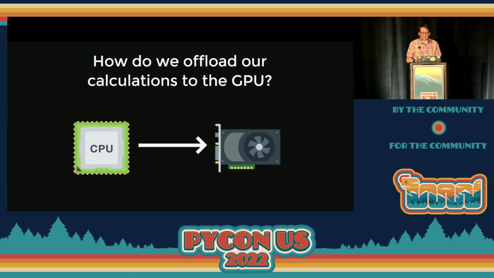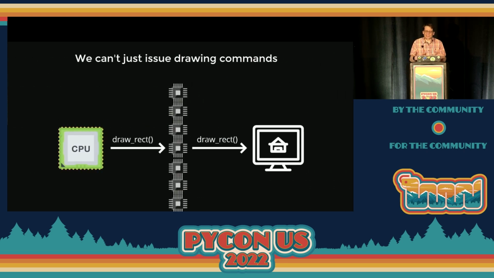So how do you take calculations that you might have done with your CPU and offload those to your graphics card, the GPU? Unfortunately, one of the things we can't do is the old school, CPU way of doing things, where it was straightforward: if you wanted a rectangle or an image, you'd just say, draw a rectangle, and you'd draw the rectangle. But that doesn't really allow the graphics card to help much. It's just getting one drawing command at a time.